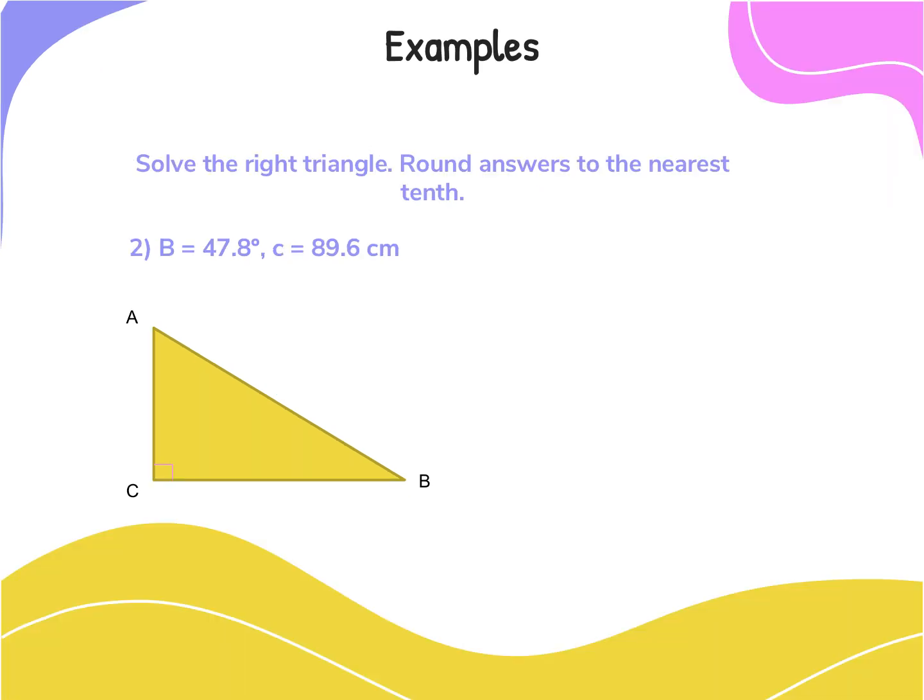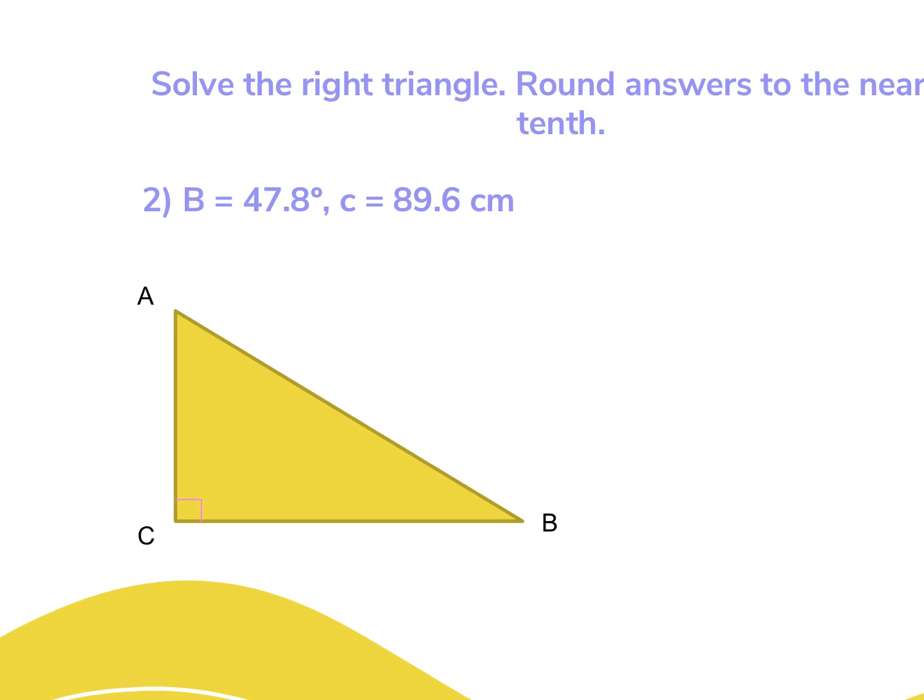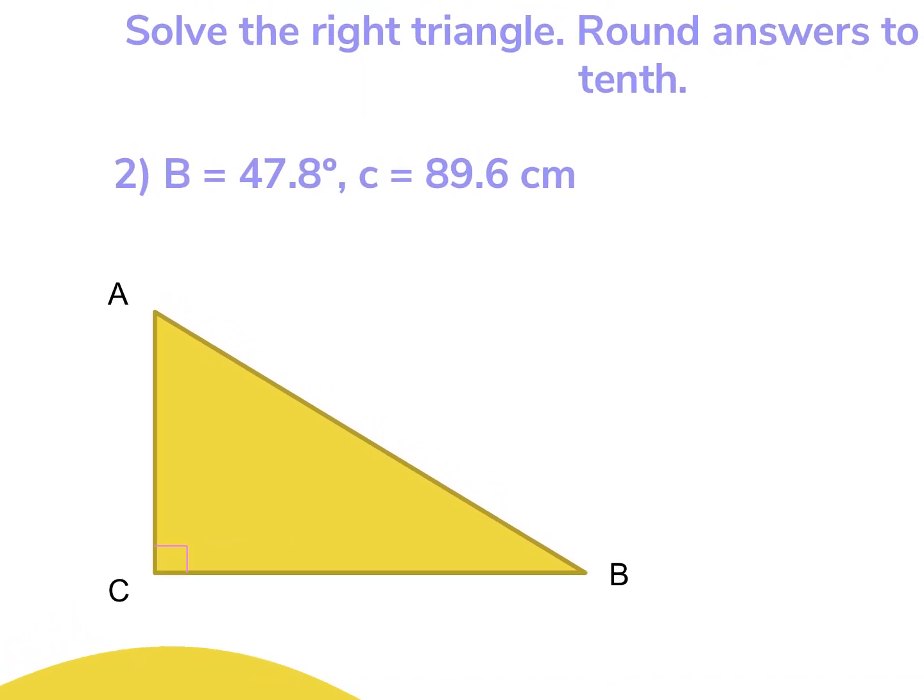All right, so once again, let's label the sides that we're given. I'm given an angle B is 47.8, and I'm given a side c is 89.6. All right, keep in mind this side c, this is a hypotenuse. So we are able to find either of our legs. Before we do that, let's try to find our missing angle A. So if we have two angles in this right triangle, we can easily find the third.